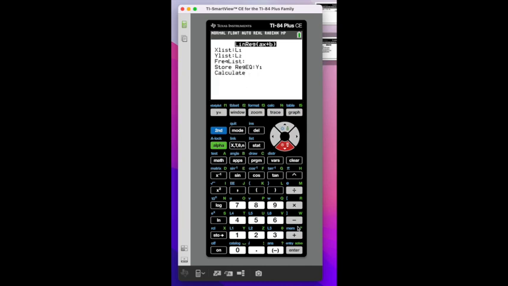Then I'm going to hit the calculate command, and it's going to give me all the information for my linear regression. It's going to give me that my A is negative 1.11, B is 127.24, rounding to 2 places, and then I'll write down the R squared and the R as well. R is negative 0.96, and R squared is 0.93.